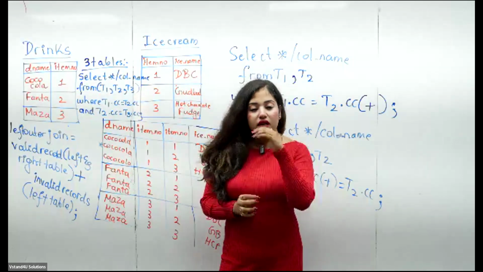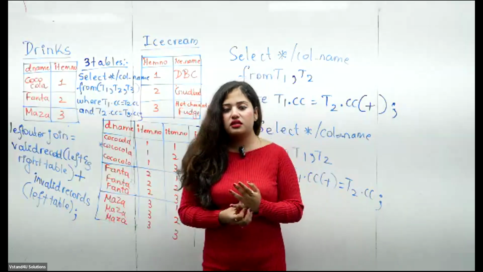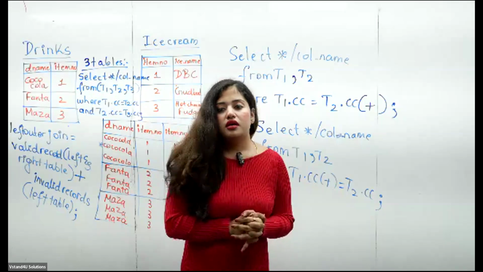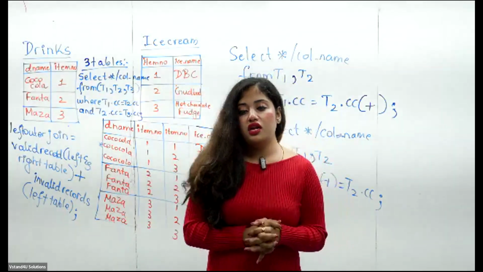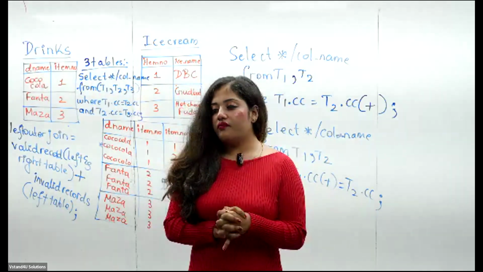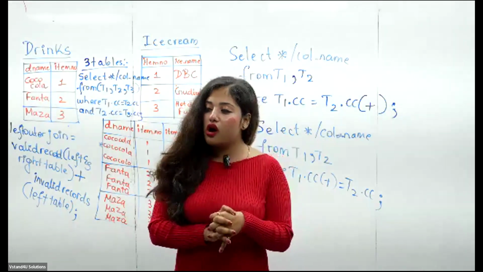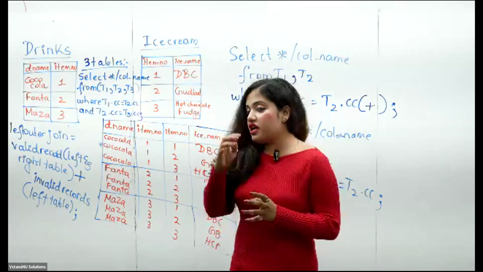So in Cartesian join, will you use where condition? No. Then what is the syntax for Cartesian join? Select star or column name from T1, T2. Or you will be writing select star or column name from T1 cross join T2. Correct? Next one, what is the different type of join?